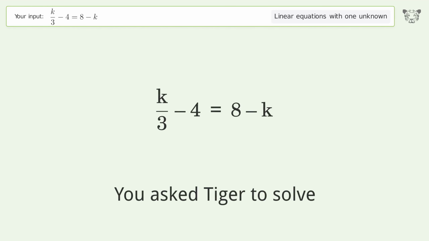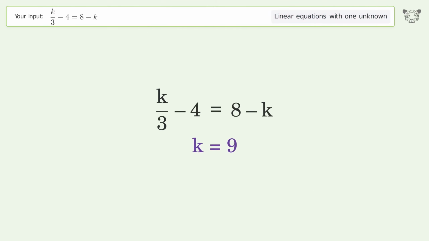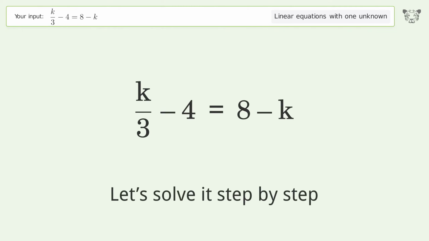You ask Tiger to solve this. This deals with linear equations with one unknown. The final result is k equals 9. Let's solve it step by step.